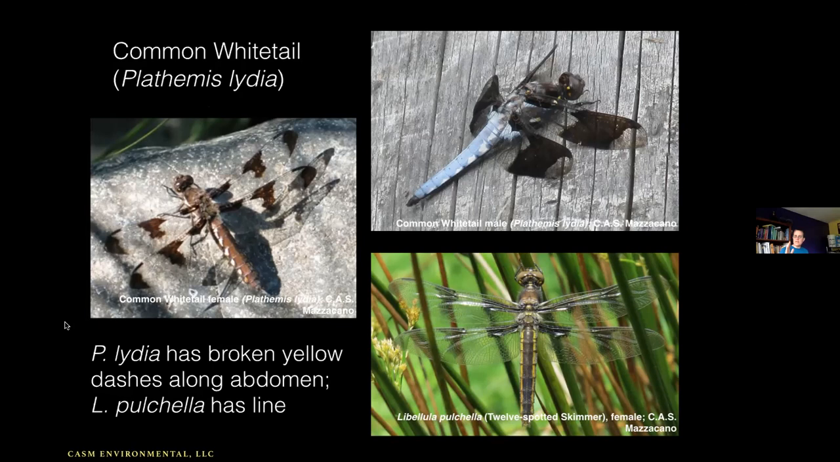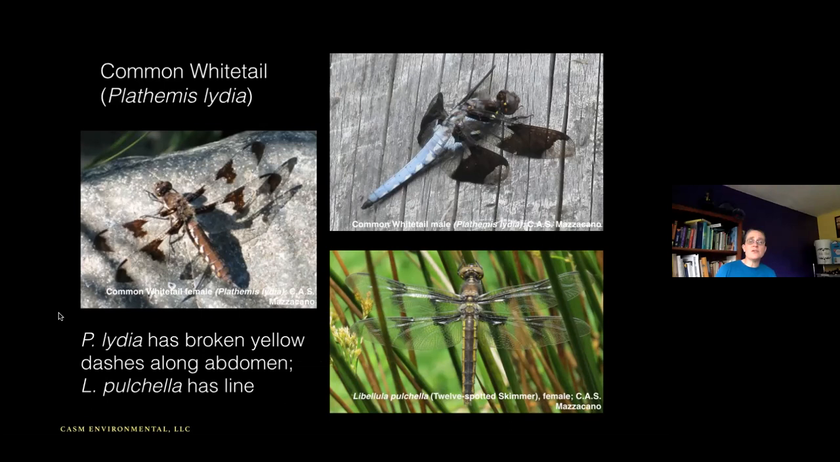So one of the ways I remember this is that the genus name for common whitetail is Plathemis. And those little dashes on the side look like plates stacked up in a rack. That's just a little mental mnemonic that I use to remember the difference between them. So if you see those 12 black spots on the wings, don't automatically assume that you've got a 12-spotted skimmer. Try to get a look at the side of the abdomen and see if you see a continuous line: 12-spotted skimmer. Little dashed broken lines: common whitetail.